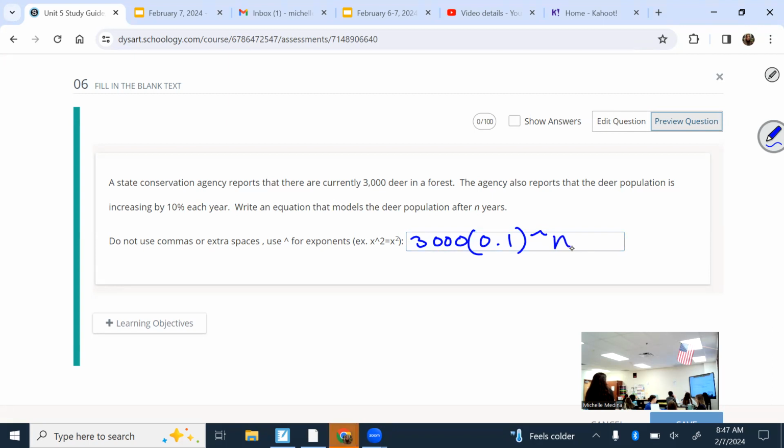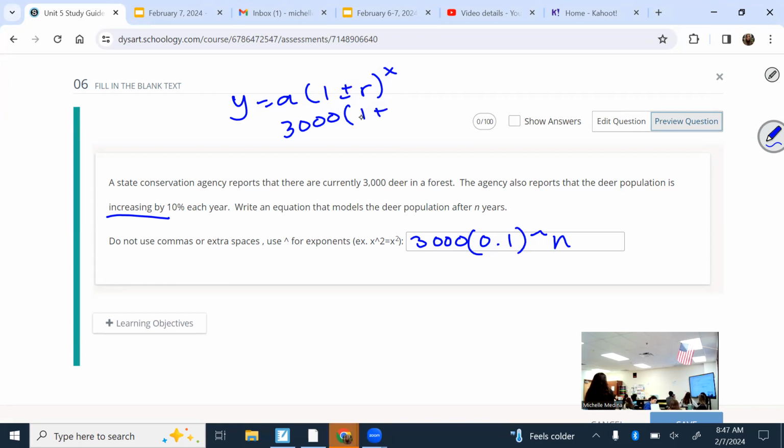Okay. So initial value looks good. Those of you that have no idea where to start, use this version of our exponential function as a setup. So the initial amount looks good. It is growing, right? It's increasing by 10%.